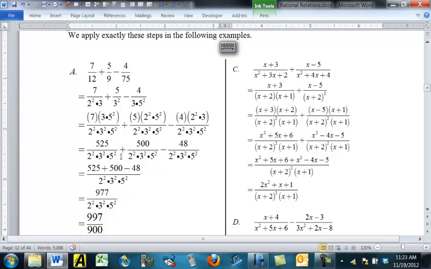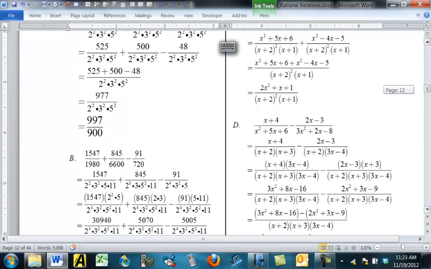So now notice we have a common denominator, so we can rewrite it as one fraction. We're going to add or subtract in the numerator to get 977. Factor that and cancel. Really the only factoring you have to do is make sure that it doesn't have any 2's, 3's, or 5's. And I think that's actually prime, so we work that out. B is another example of the same thing.